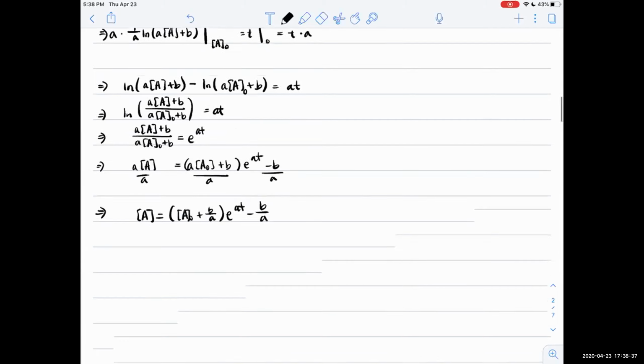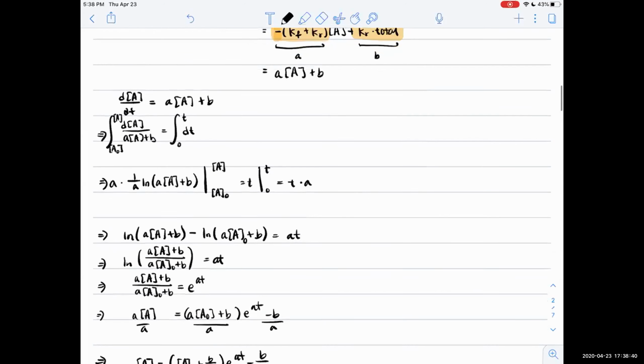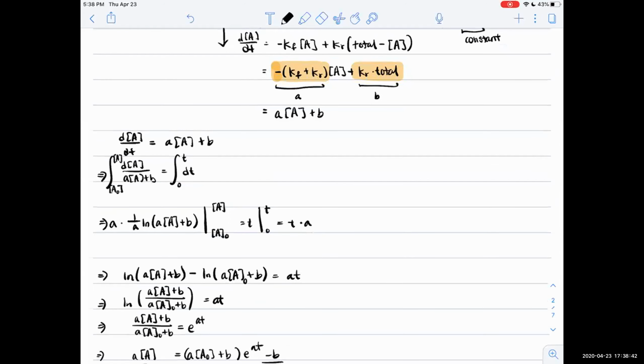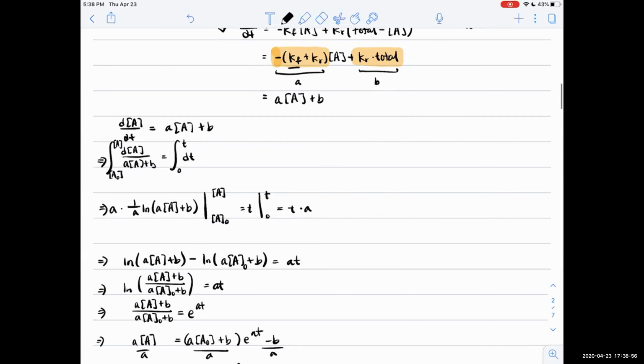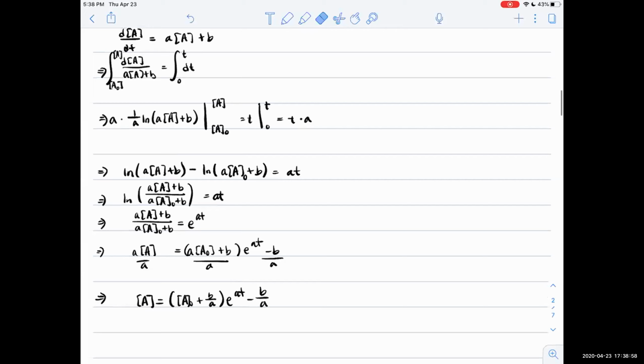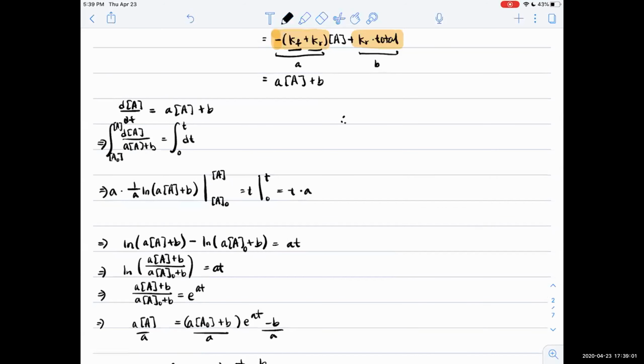Now we have to go back to b over a, and what is a? From the initial assumption, we simplified minus Kf and Kr to be the constant a, and Kr times total to be b. So we know that this a term is going to be the observed k constant, and it makes sense because we have Kf and Kr added together. What about b over a? Let's examine what b over a is. I'm going to put minus b over a, and having those minus terms just makes the calculation easier. If you use these terms above, it is equivalent to Kr total over Kf plus Kr.